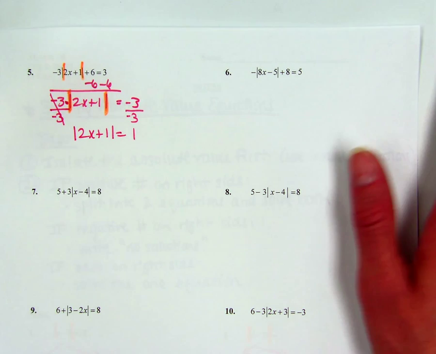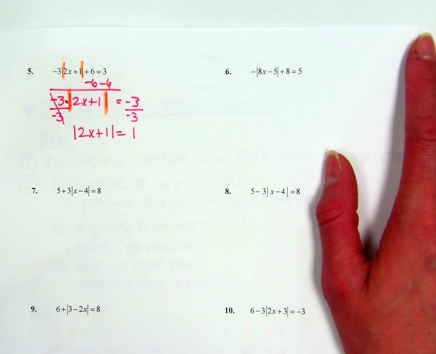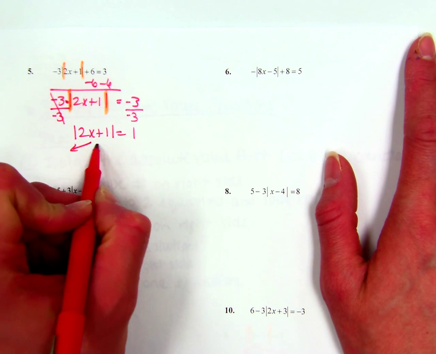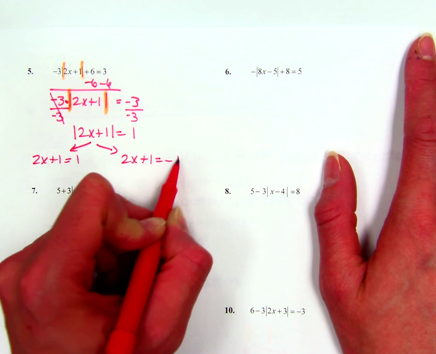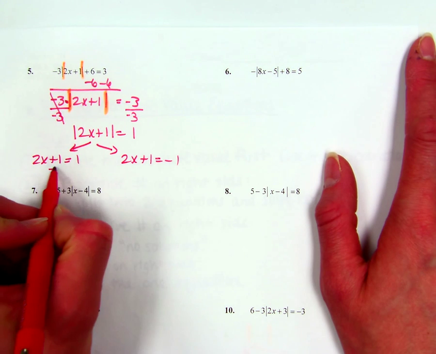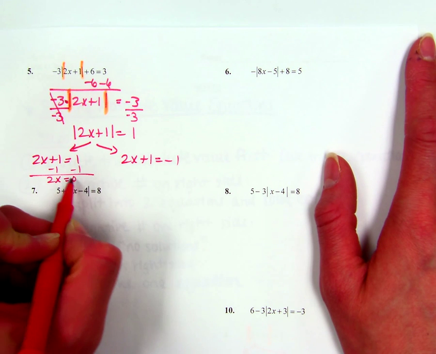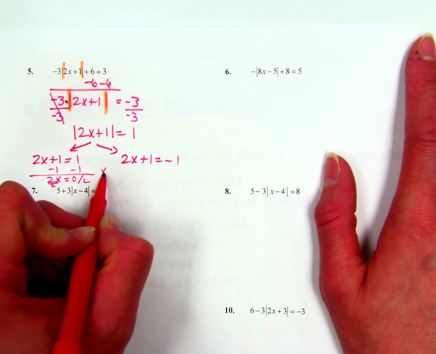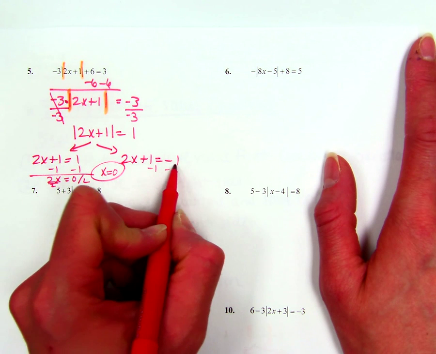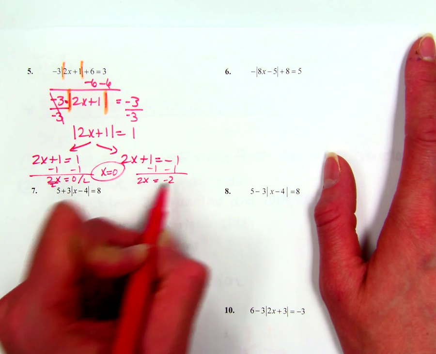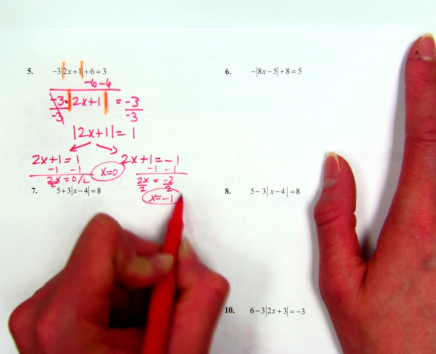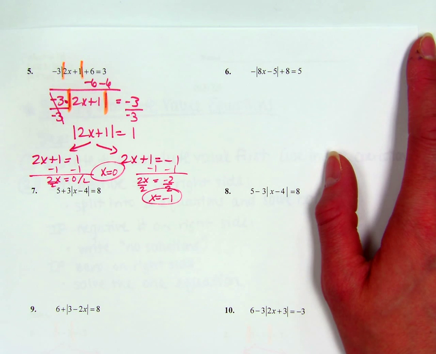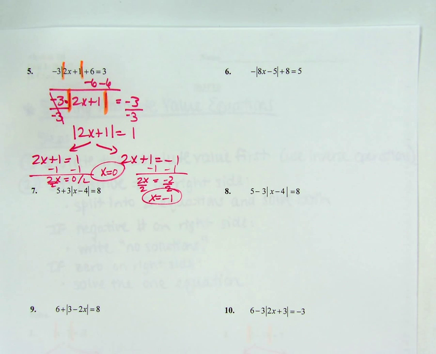All right, now you ask yourself, is the absolute value by itself? Yes. Is this number positive? Yes. So now I'm going to split 2x plus 1 equals positive 1, or 2x plus 1 equals negative 1. All right, so now you solve, you get 2x equals 0. Divide by 2, we get x equals 0. And then my other solution is 2x equals negative 2, so when I divide by 2, I get negative 1. So one answer is 0, the other answer is negative 1.